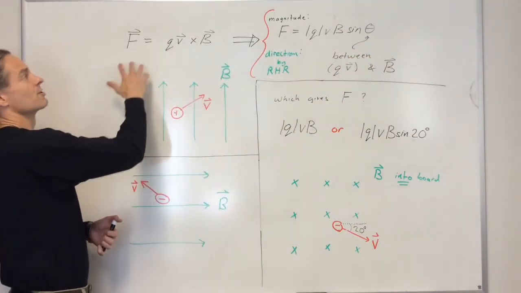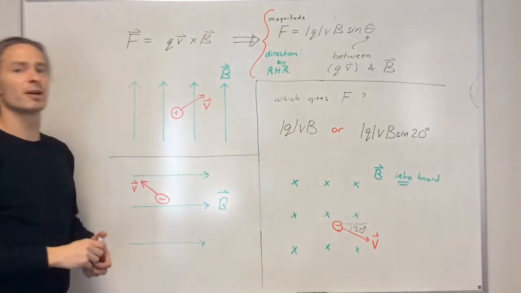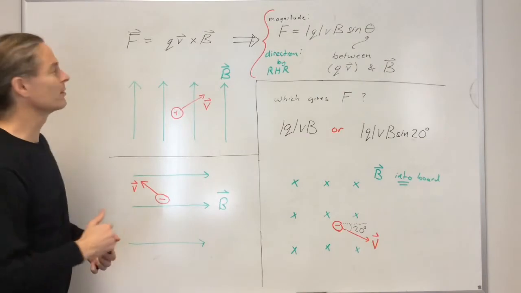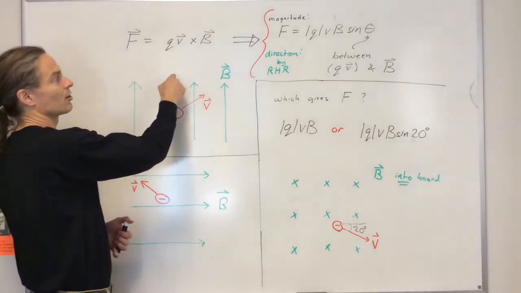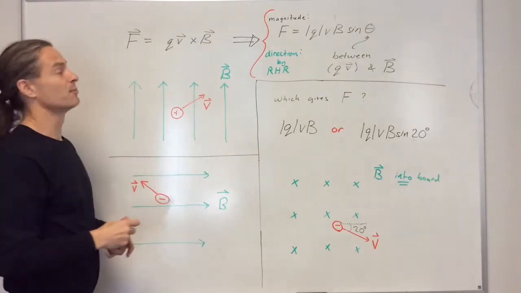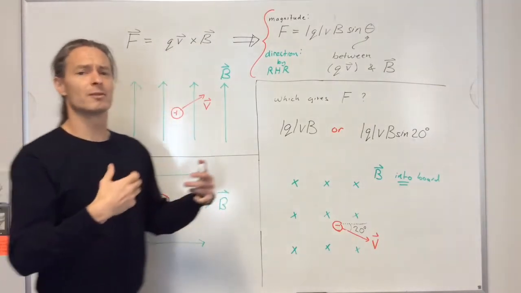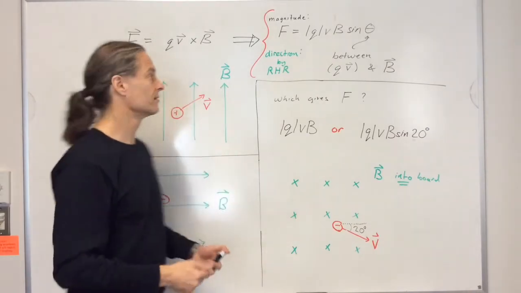There's two parts. We've got a magnitude and a direction. The direction is given by the right-hand rule. Now the first thing we need to know is if you're taking a cross product of two vectors, the result will be perpendicular to both of those vectors. The right-hand rule is just a way of telling which of those two directions to take.